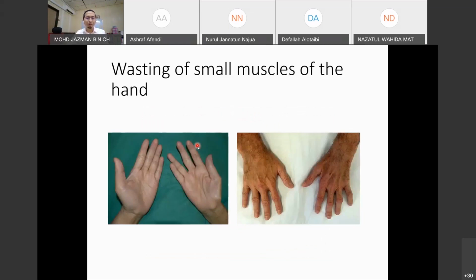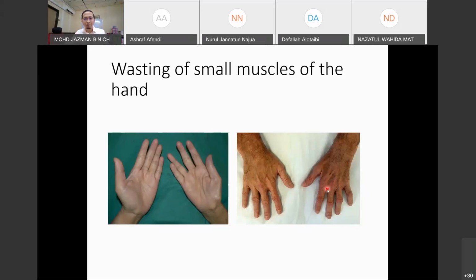This is an example of wasting of the small muscles of the hand. On the right hand side is the wasted thenar and maybe hypothenar, but the thenar is more prominently wasted compared to the left hand. This is an example of guttering of the hands compared to the right hand.